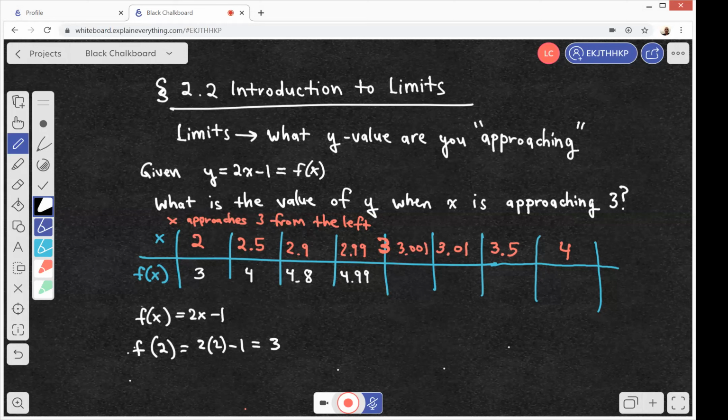Now from the right side, when x was 4, we were at 7. When x was 3.5, we were at 6. When x was 3.01, we were at 5.02. And when x was 3.001, I didn't calculate that one, but let me just do that quickly on my calculator. .001, enter. We're at 5.002. So as you see, f of x, the y values, f of x is approaching 5.